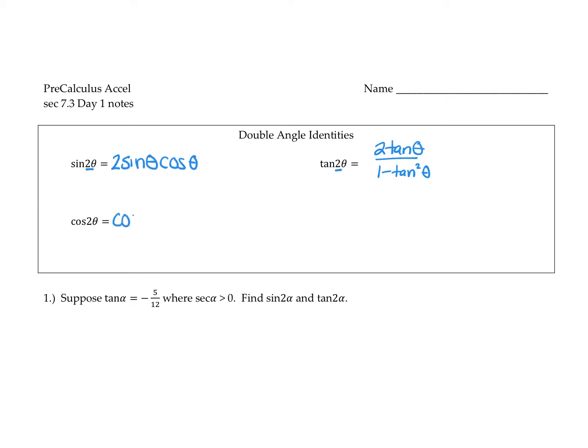The most popular is cosine squared theta minus sine squared theta, but we could also use 1 minus 2 sine squared theta and 2 cosine squared theta minus 1.